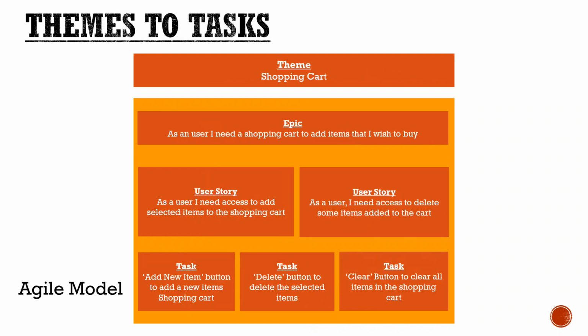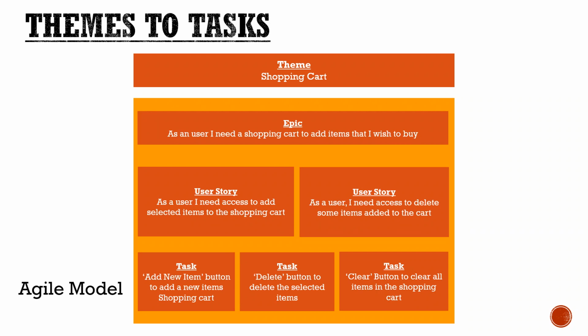Now we will see another example of theme to task. Now we are going to take an example of a shopping cart. For example, in an e-commerce site, we have a shopping cart. So that is the main theme. The theme is we need to have a shopping cart where the customer can add items. Next thing is epic. As a user, the customer needs to add the items to the cart. That is the epic. What items they are going to buy, they need to add to the cart.